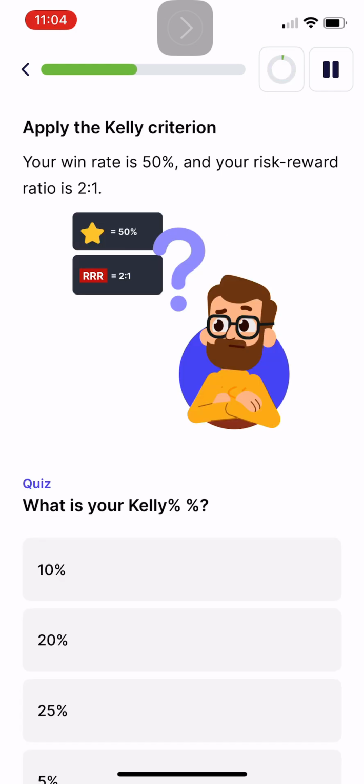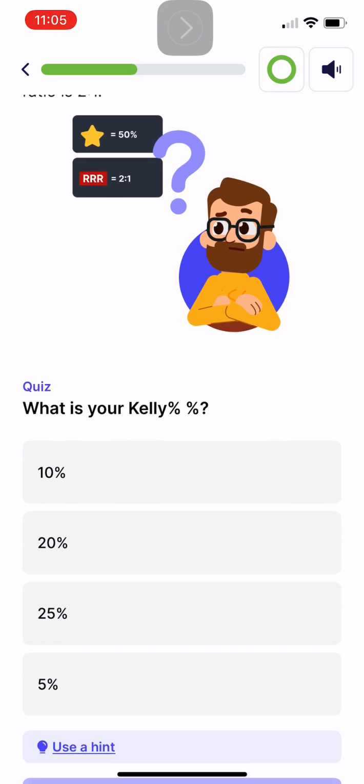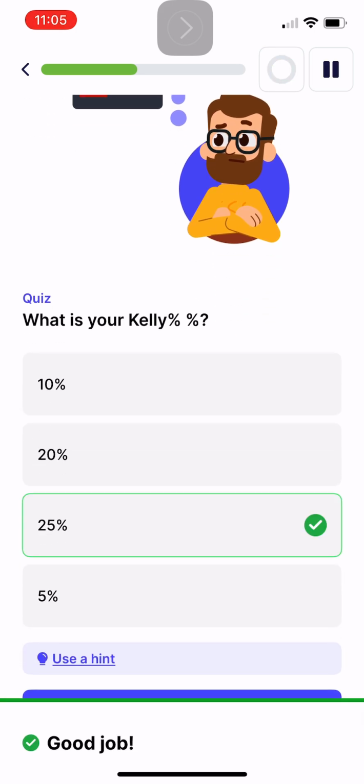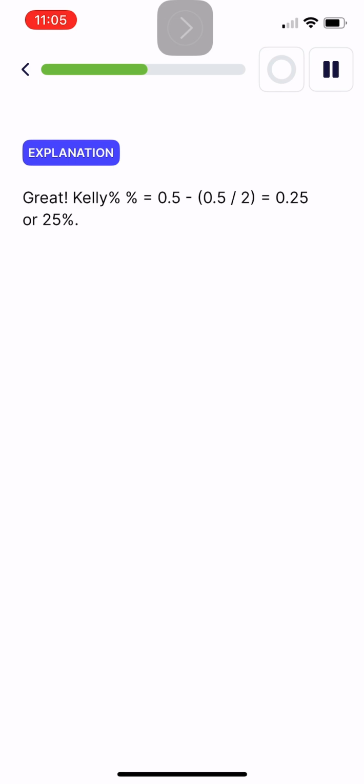Apply the Kelly criterion. Your win rate is 50% and your risk-reward ratio is 2:1. What is your Kelly? 10%, 20%, 25%, 5%. Yes, you're right. Great. Kelly equals 0.5 minus 0.5 divided by 2 equals 0.25 or 25%.